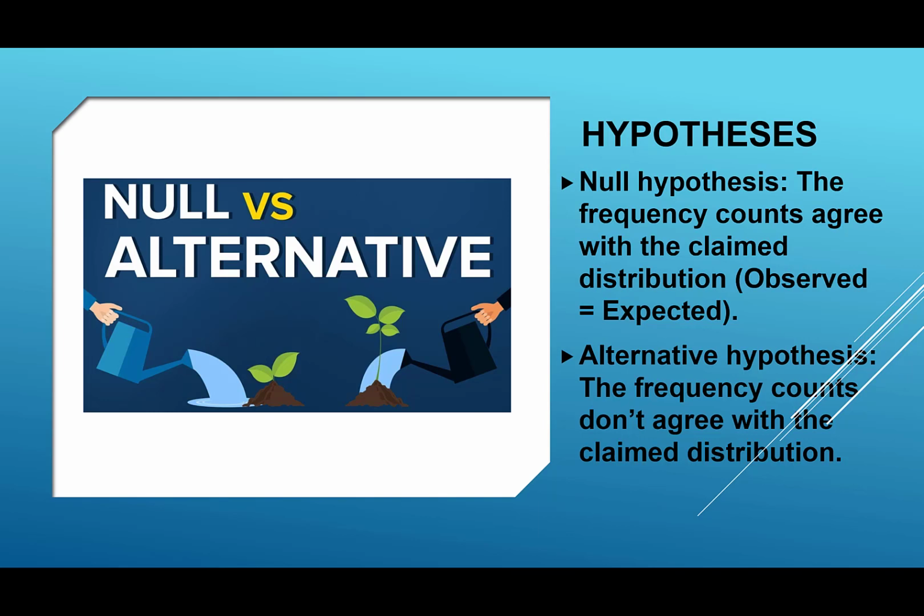Let's look at the null and alternative hypothesis for this. The null hypothesis will say that the frequency counts agree with the claimed observation. So basically we are saying that what we observed as the result of our sampling technique is equal to what the company is expecting the frequency to be. The alternative hypothesis is that the frequency counts don't agree with the claimed distribution.